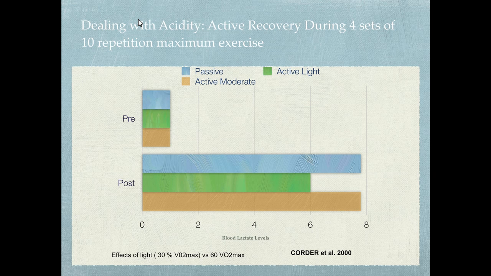What's going on here? Well, first off, active recovery, what's it doing? If you're sitting down for passive recovery, the lactate's just pooling in your muscle, and it can't be circulated to the liver or the heart. But if you do active recovery, you're pumping the lactate to the heart and to the liver, which is helping you clear it. So then why moderate?